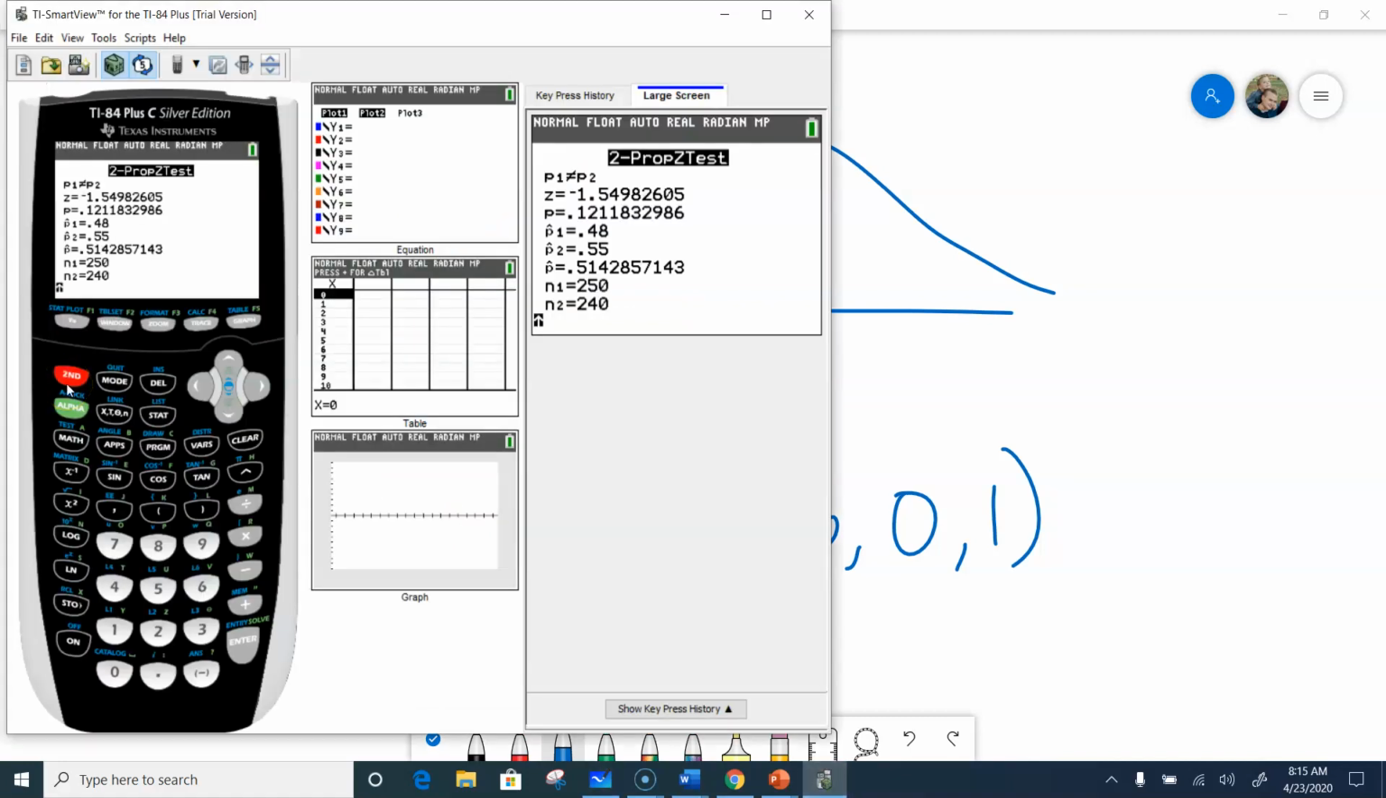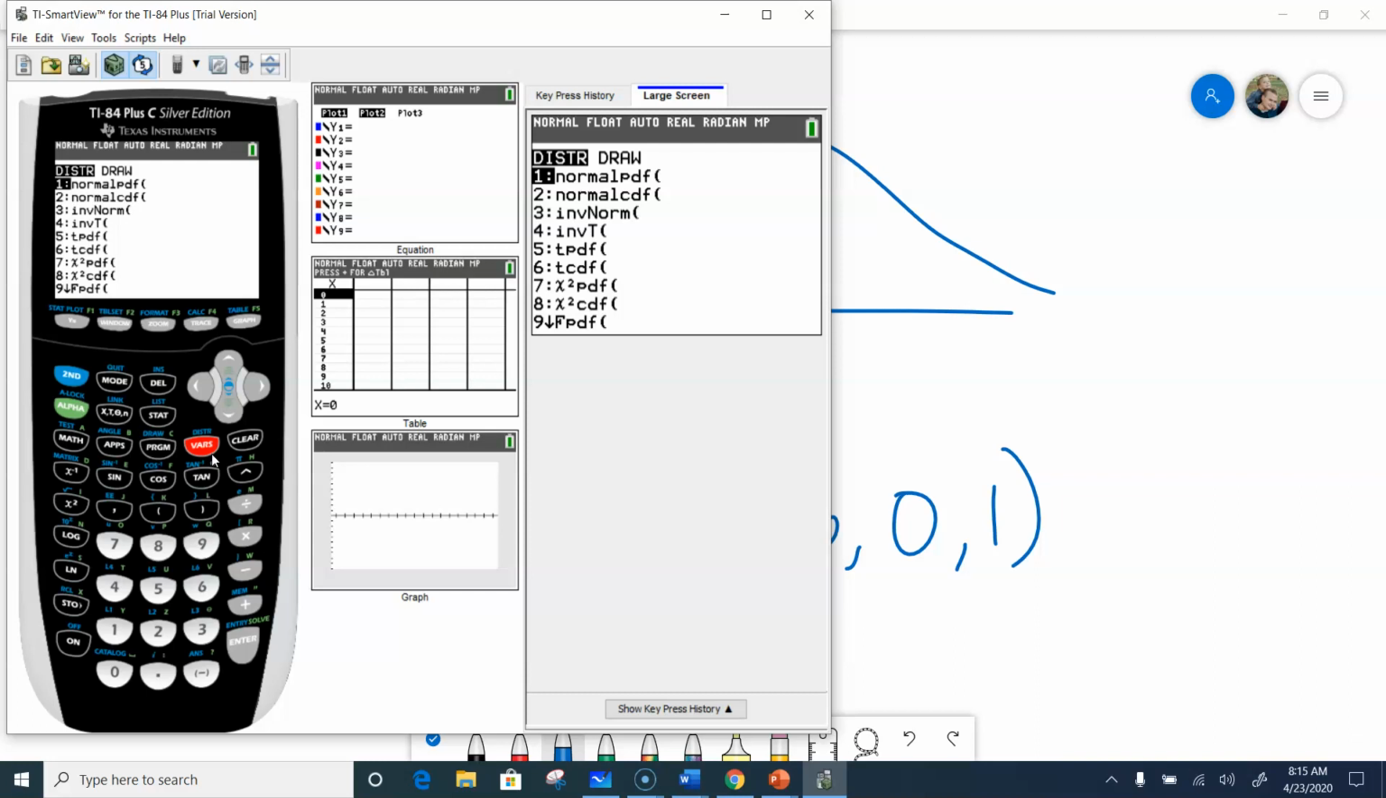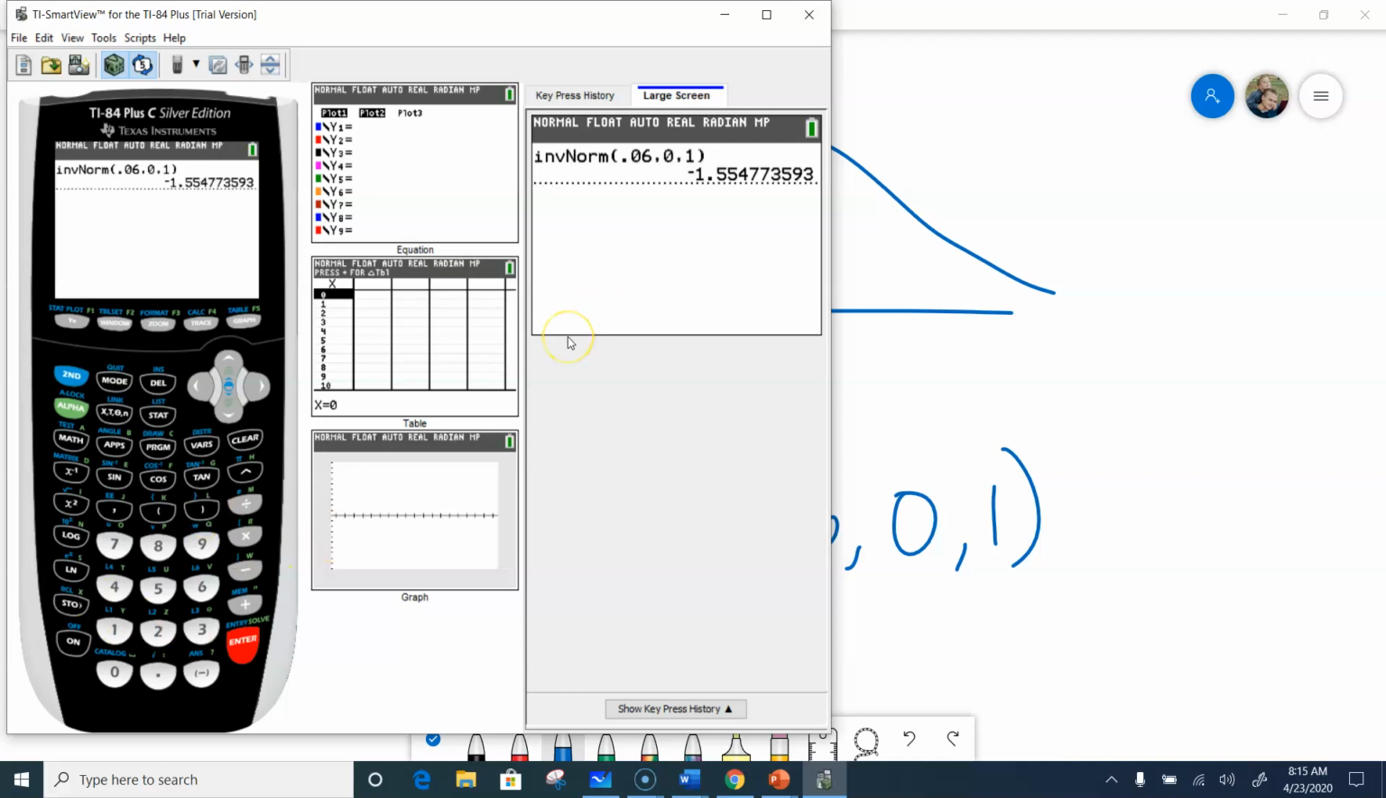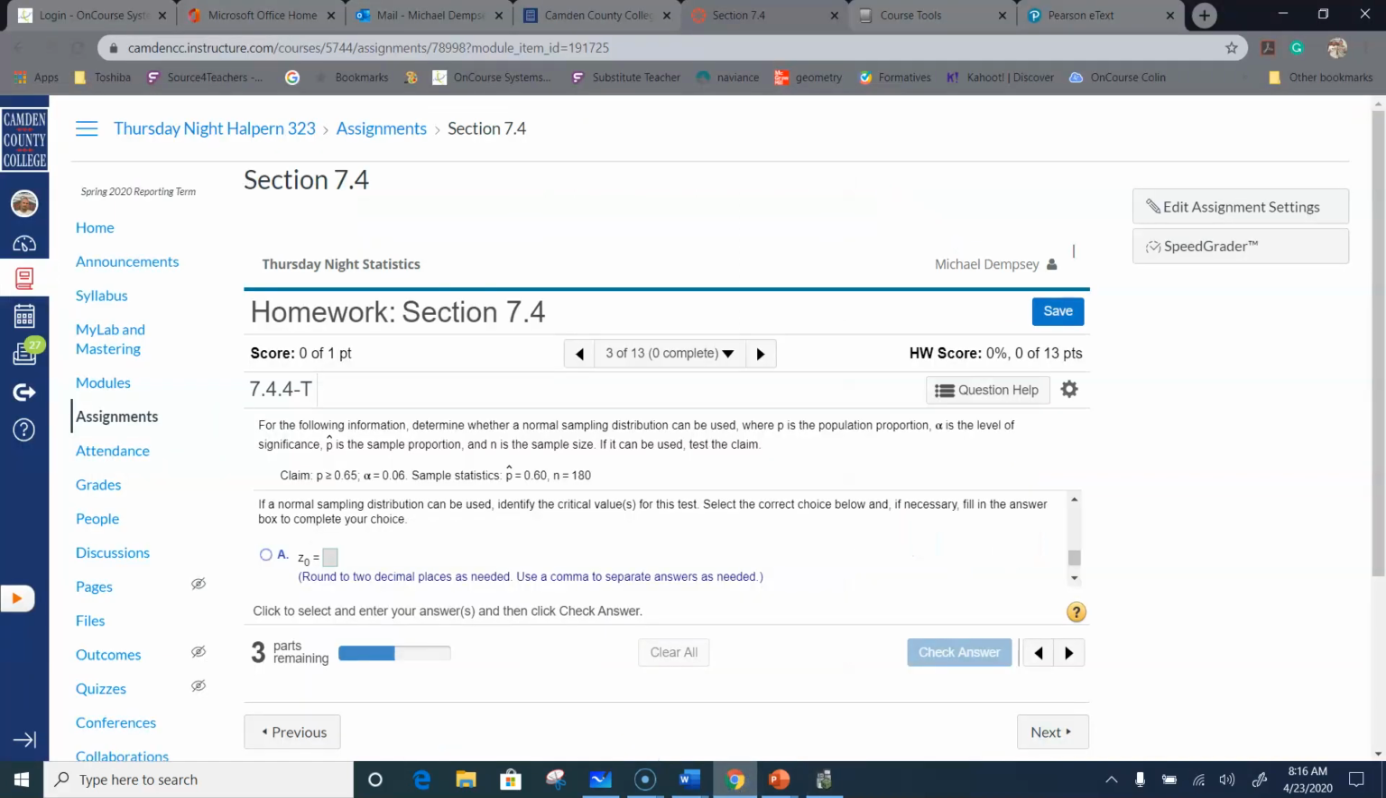Go to second vars, and inverse norm is number 3. I think this is easier than trying to look this up on a table, especially if you have the calculator right at your fingertips. So if we got a z-test statistic of negative 1.55, that would lead us to reject that null hypothesis.